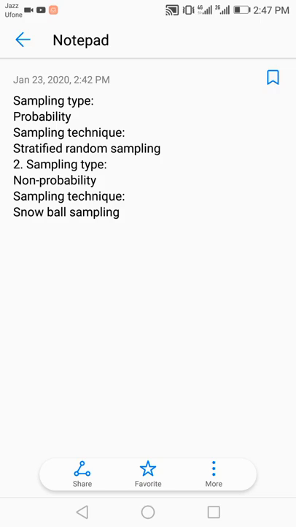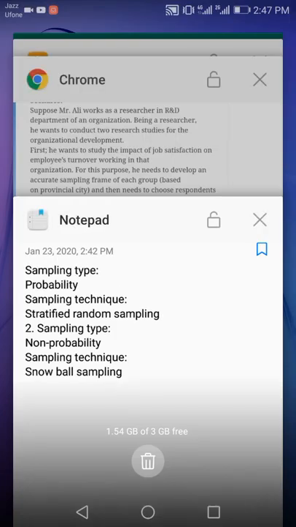So students, for the first scenario the sampling type is probability sampling, because I will explain it later so that you can write down its logical point. And its sampling technique is stratified random sampling. And for the next scenario the sampling type is non-probability, and its sampling technique is snowball sampling. So now I will give you arguments on how to prove this.